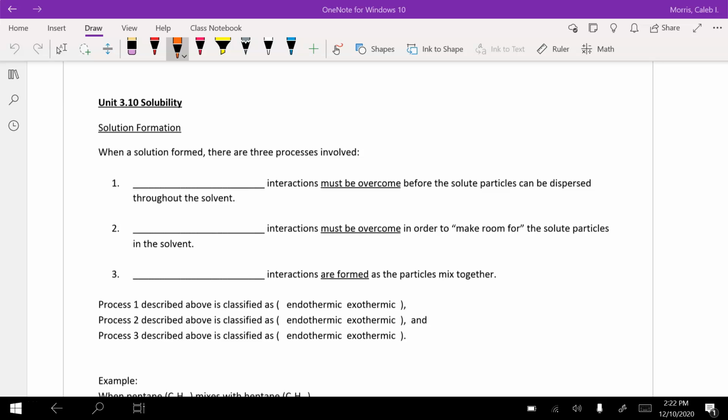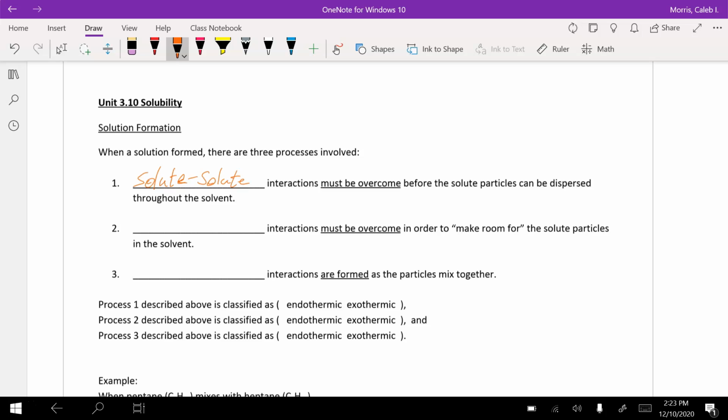Solution formation is a little more involved than what we talked about last year, so we're going to go into a little more detail talking about intermolecular forces here. When a solution is formed, there are three processes actually that are involved. First thing, our solute-solute interactions have to be overcome. That's intermolecular forces between one solute particle and another solute particle.